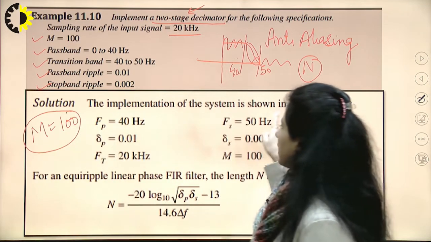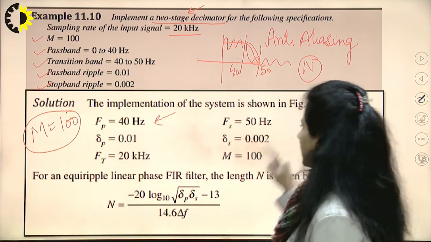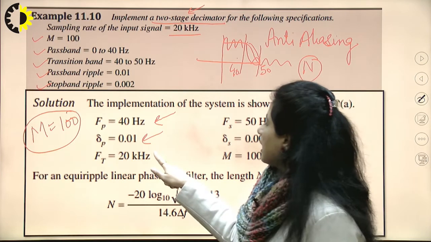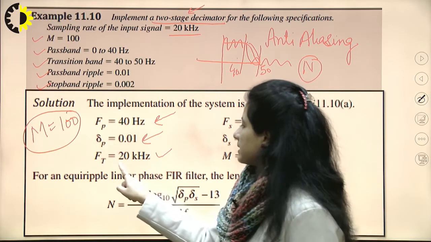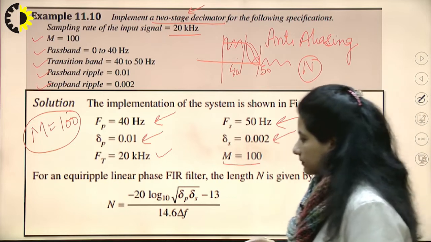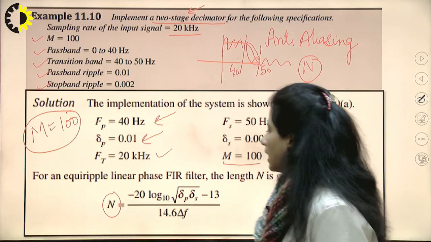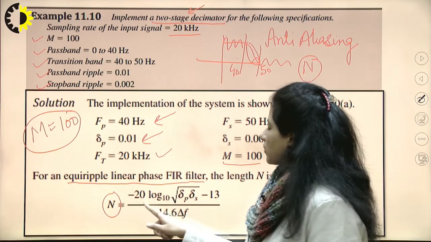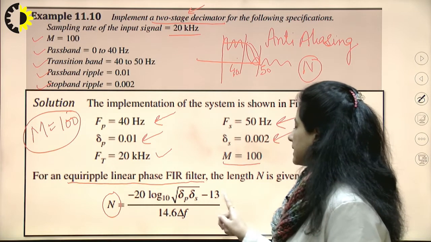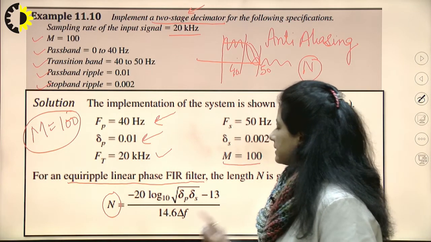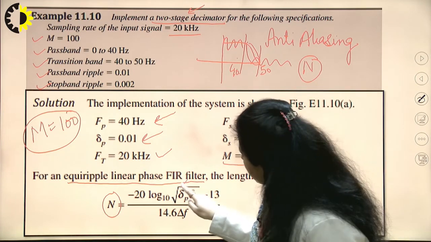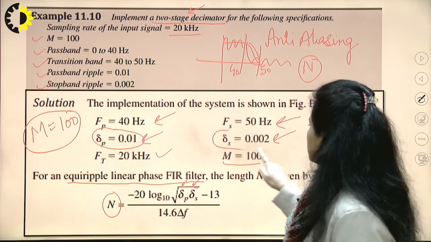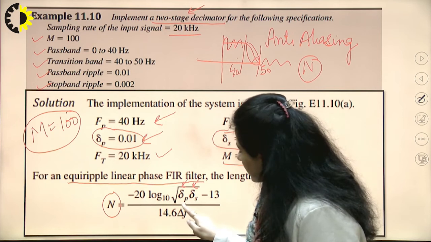So having all these values: the pass band edge frequency 40, stop band edge frequency 50, the given values of the ripples, the total bandwidth at the input of the system 20k, and M being 100. The value of N can be calculated using the equiripple linear phase FIR filter formula: minus 20 log root of delta p delta s minus 13, divided by 14.6 delta f. In this formula, I know delta p and delta s, that is 0.01 and 0.002. What is unknown here is delta f.